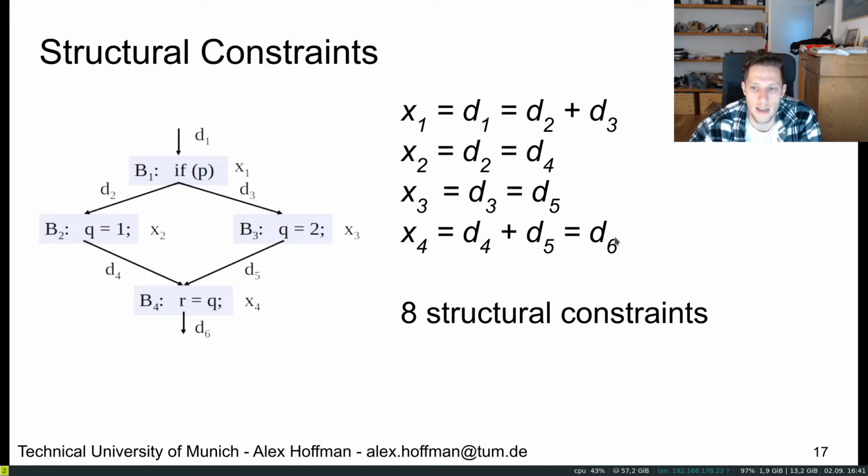And this is how we get our final rule, and this in itself is actually 8 structural constraints, because we have X1 equals D1, but X1 is also equal to D2 plus D3. And so each one of these lines is actually 2 structural constraints.